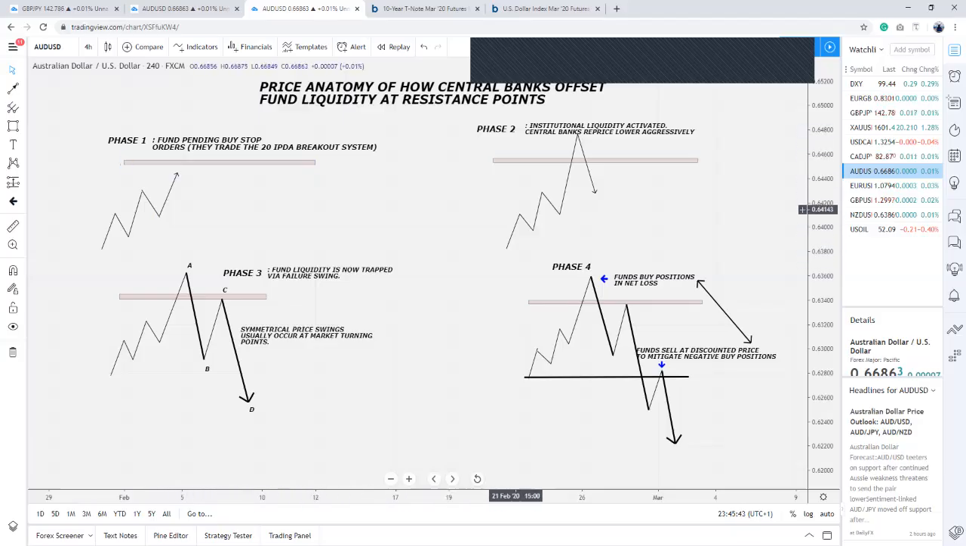Now phase 2 is IPDA is going to quickly drive price into that level, and price is going to break through that level, which will look like a breakout, and price wants to keep going to the upside.